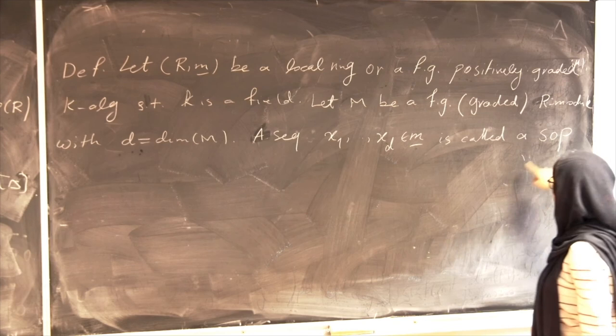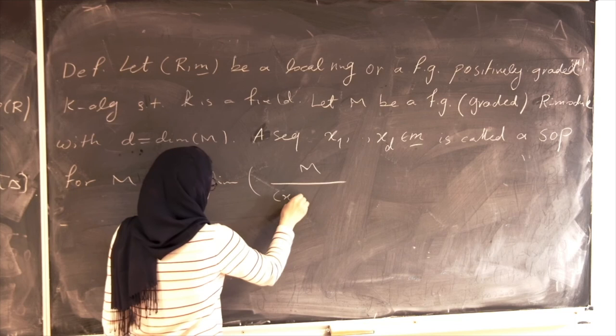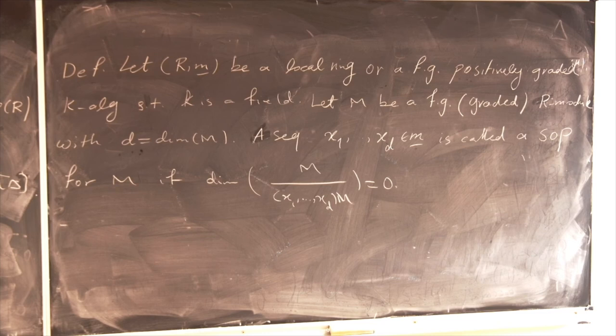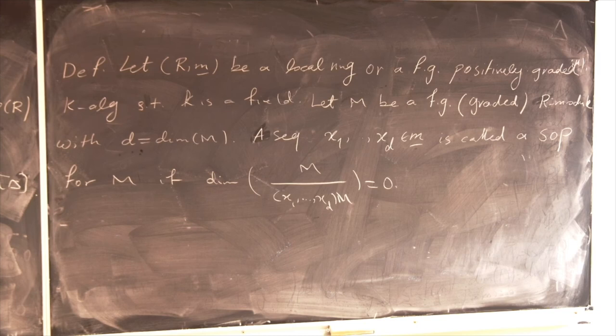A sequence x1 up to xd in the maximal ideal is called a system of parameters for M whenever the dimension of M mod (x1, ..., xd)M is zero. So it should have two conditions. The length should be exactly the dimension of the module. And when we mod out by the submodule generated by x1 to xd, the dimension should be zero. I will show very quickly that such a sequence always exists when we have these assumptions on the ring and the module.